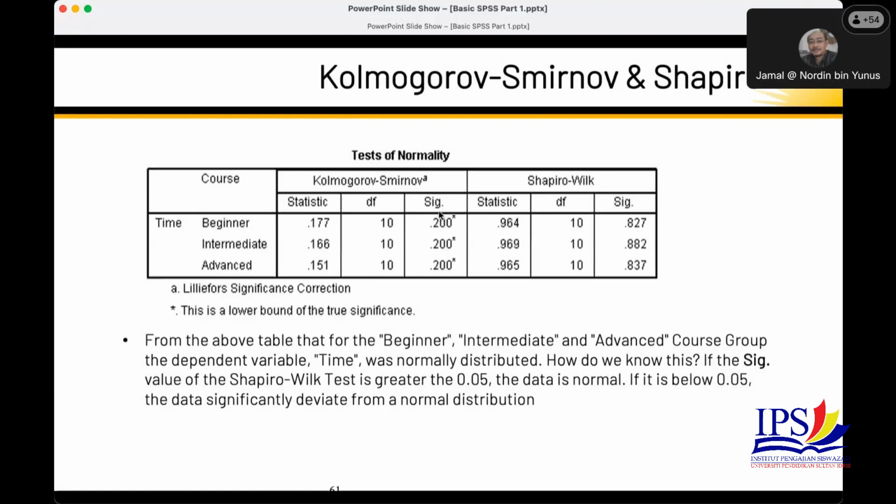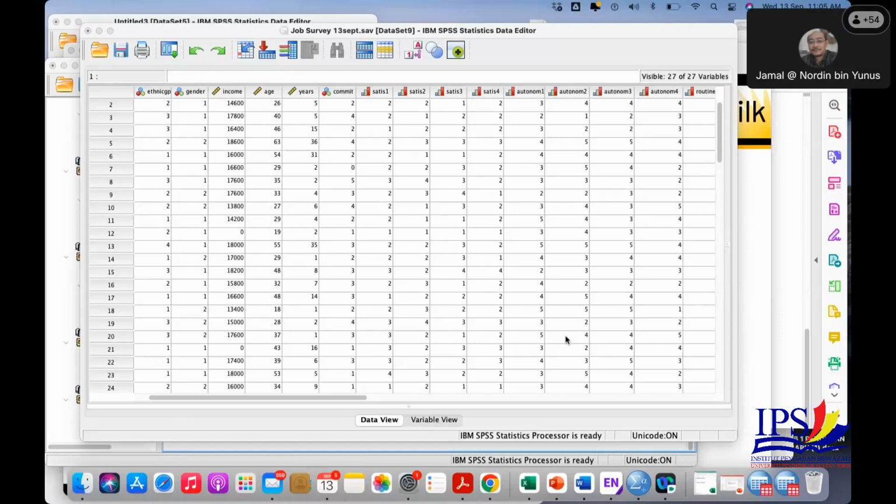If you have not significant for your data, here it's not significant, that means your data is normally distributed. If your data is significant here, that means your data is not normally distributed. So we go to our data, check the data again. The graphic is okay, but how by statistic?